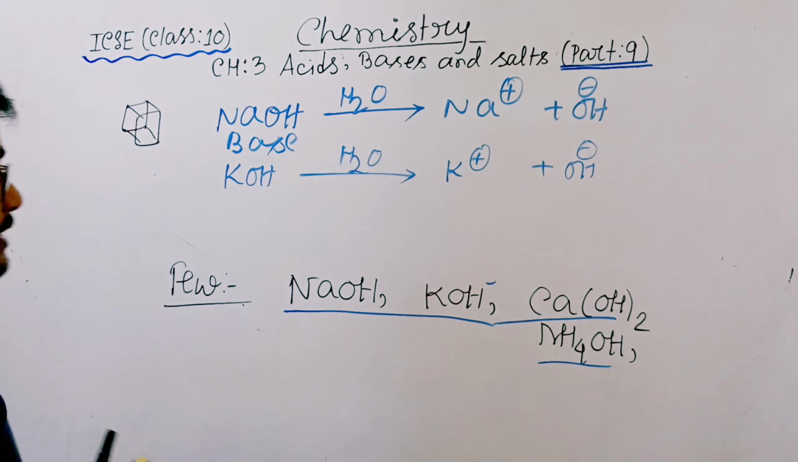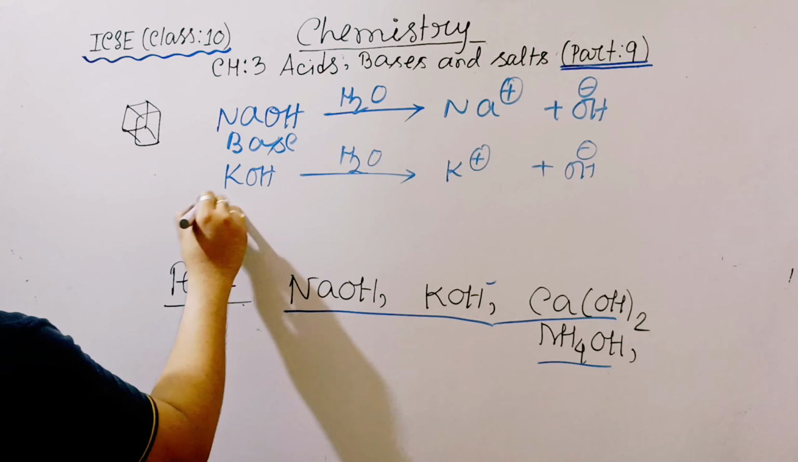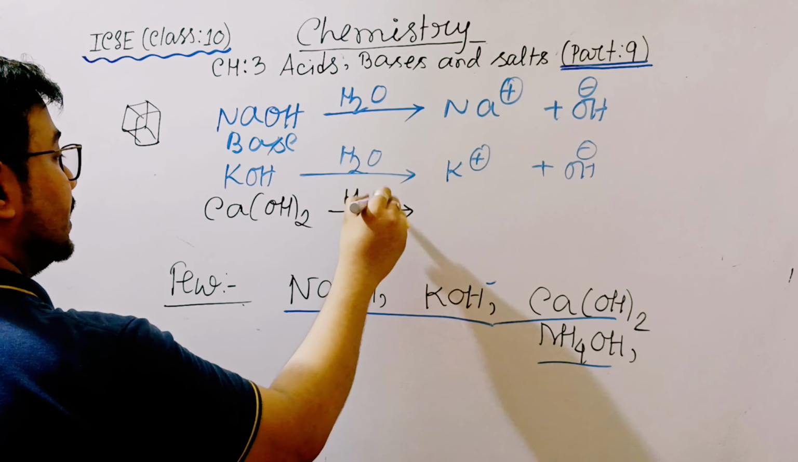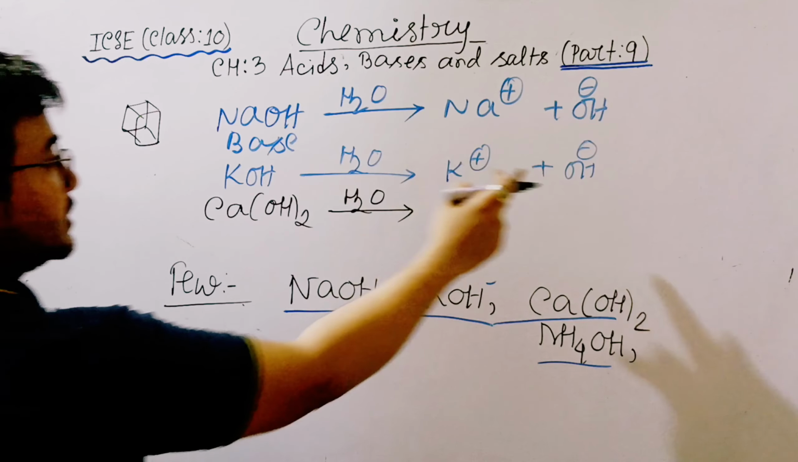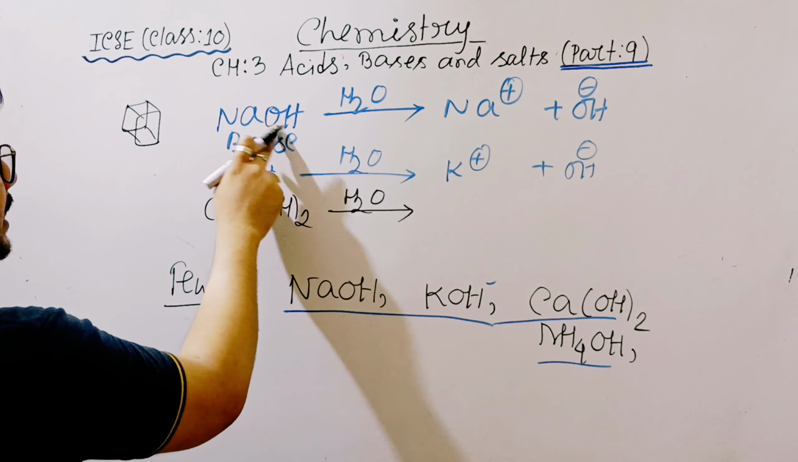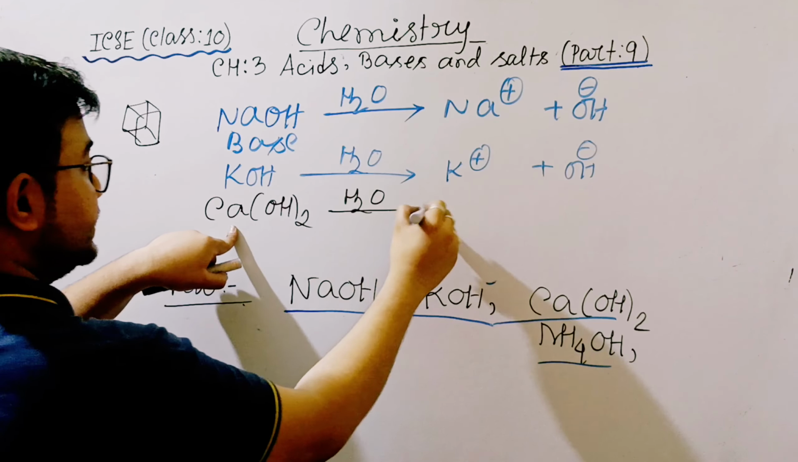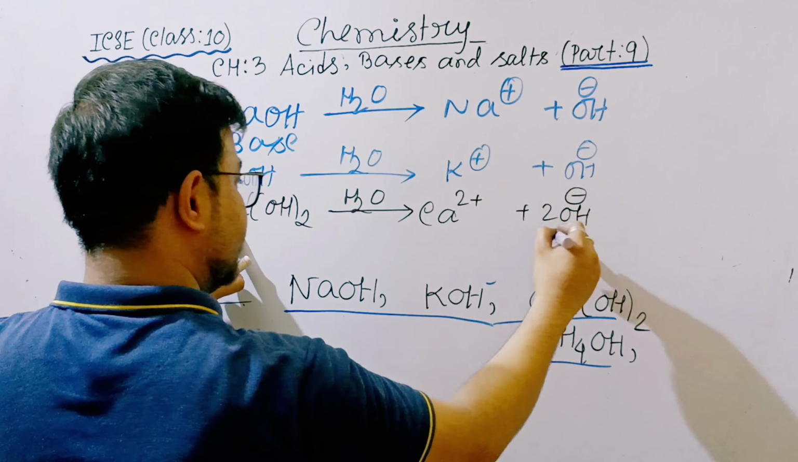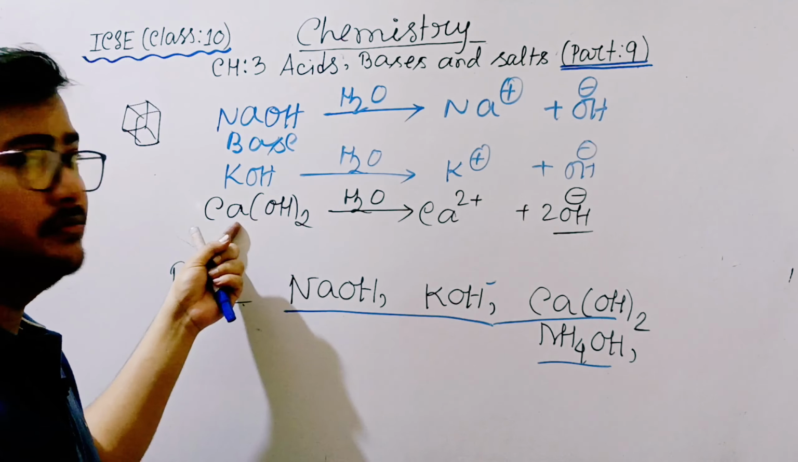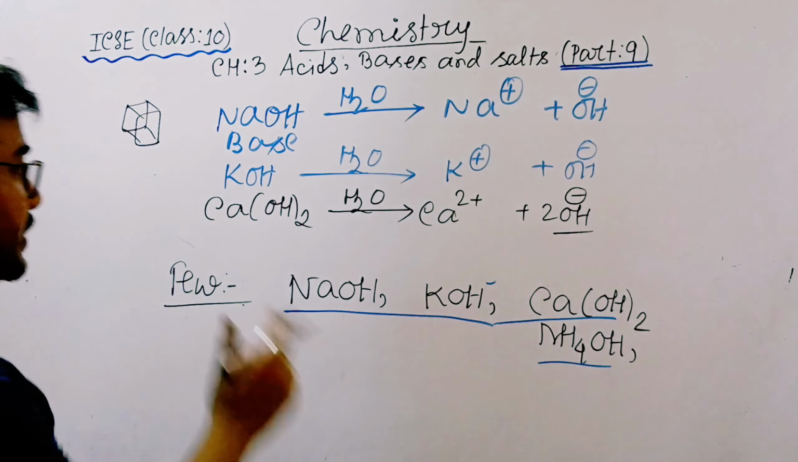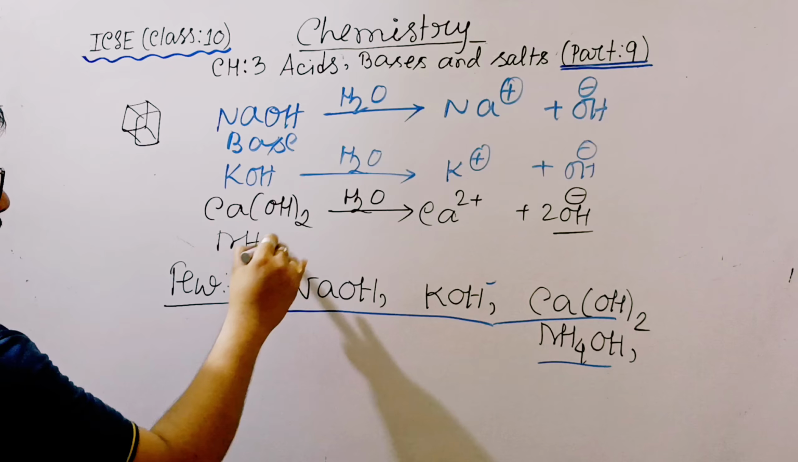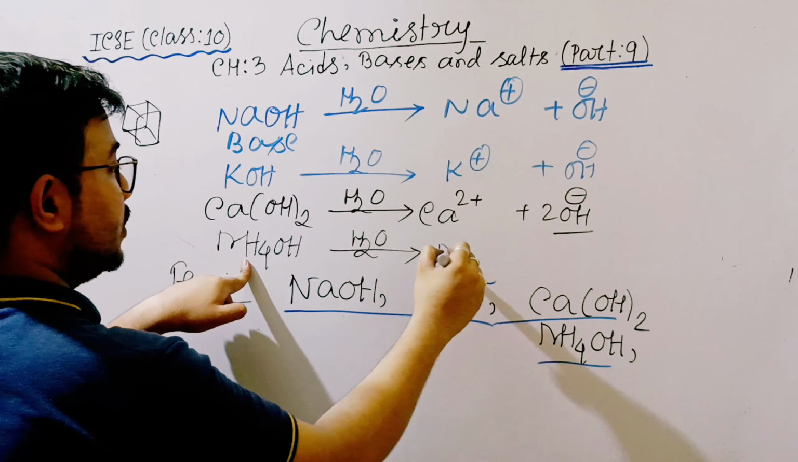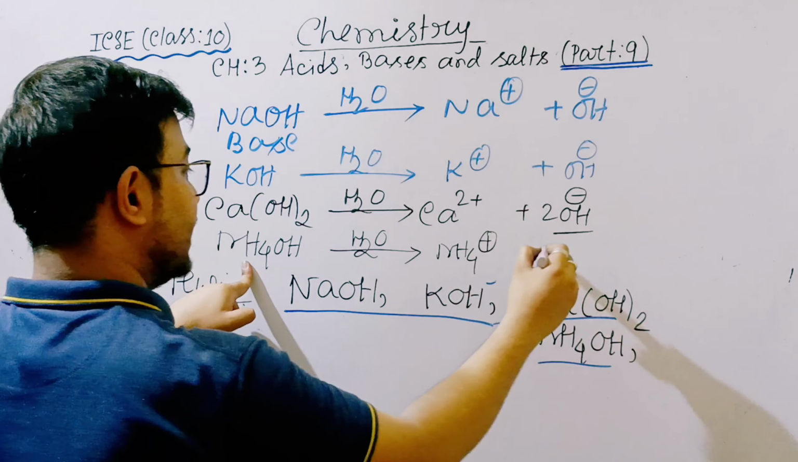No problem here. In the case of calcium hydroxide, when it dissolves in water, here K plus OH minus, here Na plus OH minus, here Ca2 plus and 2OH minus. So it will also produce OH minus. So this is also an alkali, no problem. Obviously there is a problem. Wait, NH₄OH. If it is dissolved in water, it will also form NH4 plus and OH minus.